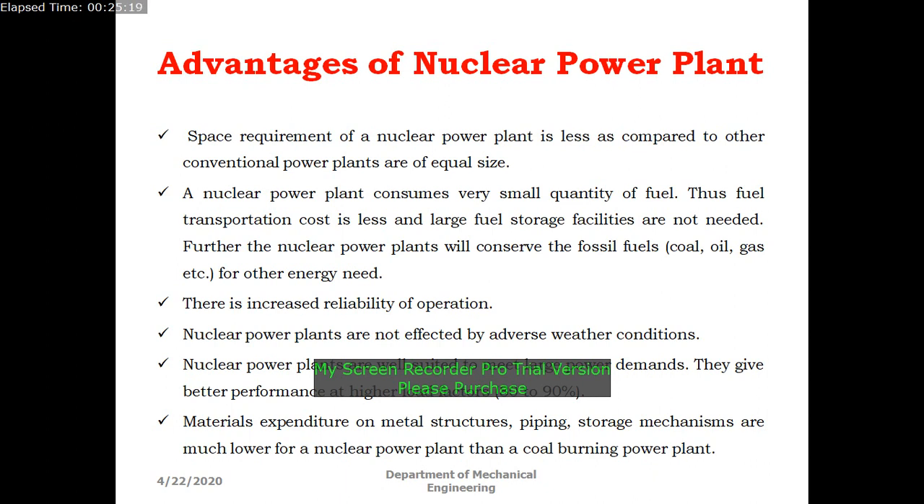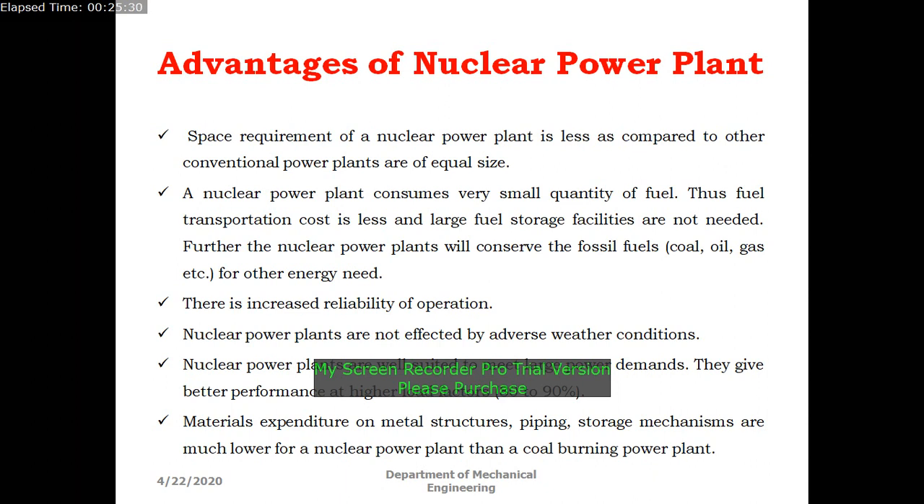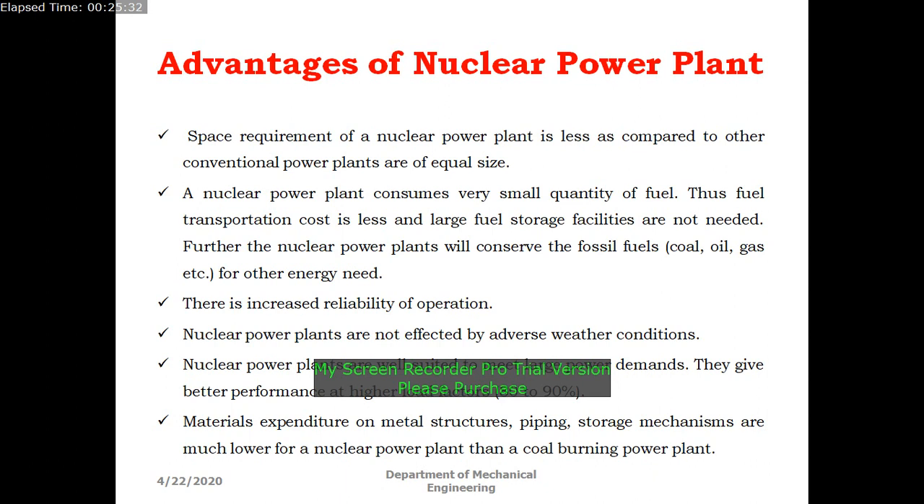And one more thing is the total transportation cost of the fuel is less, because we are not replacing it in a regular period of time, which is a very short span of time. In general it is long, so transportation cost is less. And one more thing is it will conserve the fossil fuels. If you take a coal based power plant, the coal reserves are depleting at a faster rate, but if you use a nuclear power plant, usage of coal will decrease, so correspondingly the greenhouse emissions also reduce. Like that, it can provide certain advantages to the society.